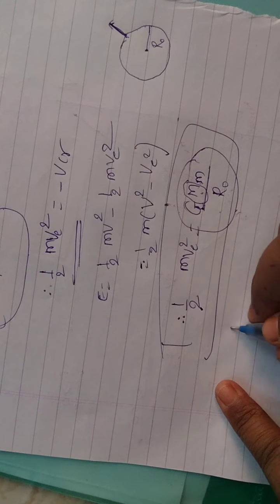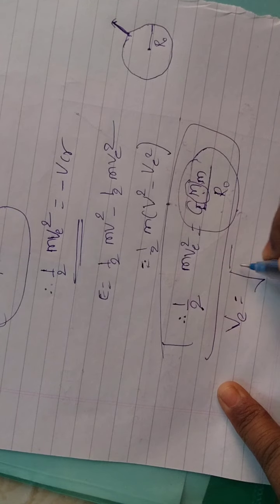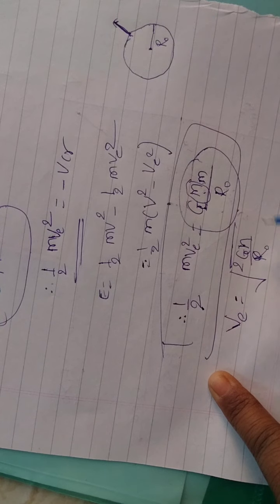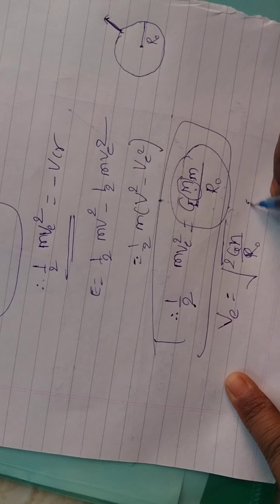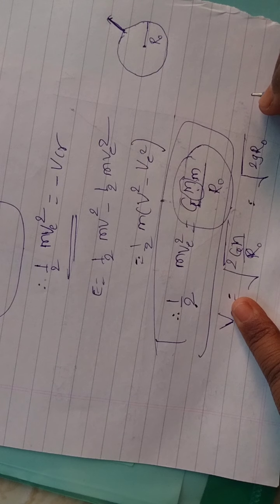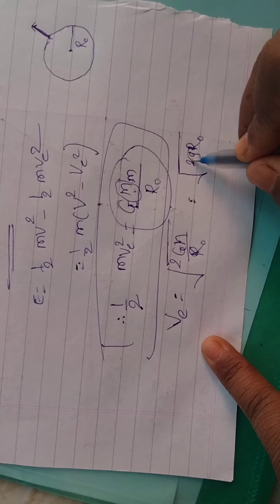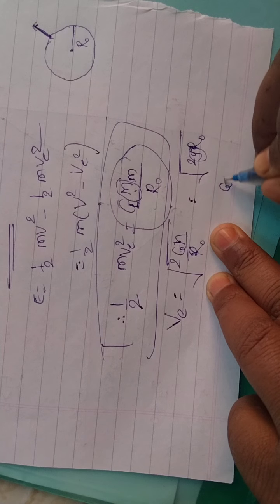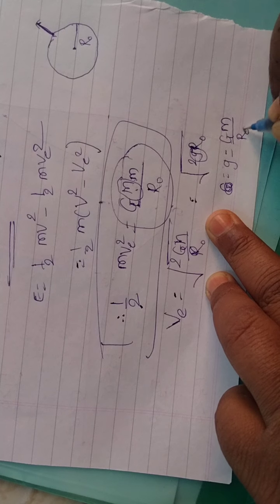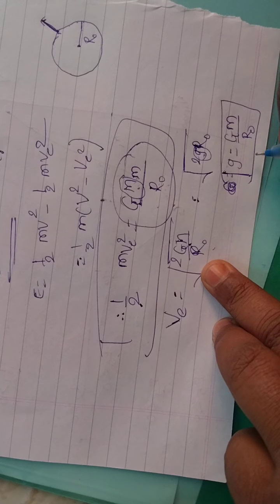Okay, so here we calculate this escape velocity from this equation, that is v is equal to under root of 2GM divided by r0. Okay, so this will be equal to under root of 2g r0. And what is this g? Small g is acceleration due to gravity, which is GM divided by r0 squared. Okay, so this we have put here. This is the g, acceleration due to gravity.